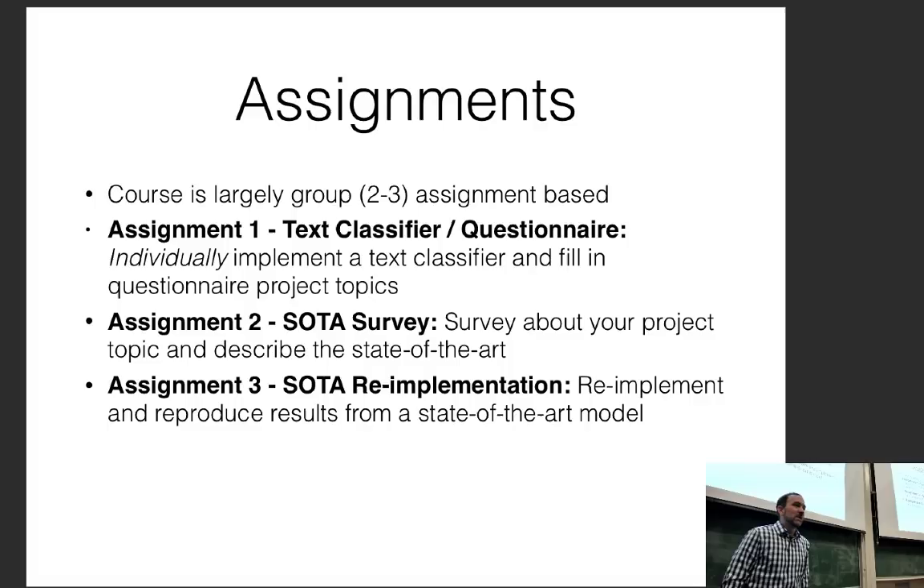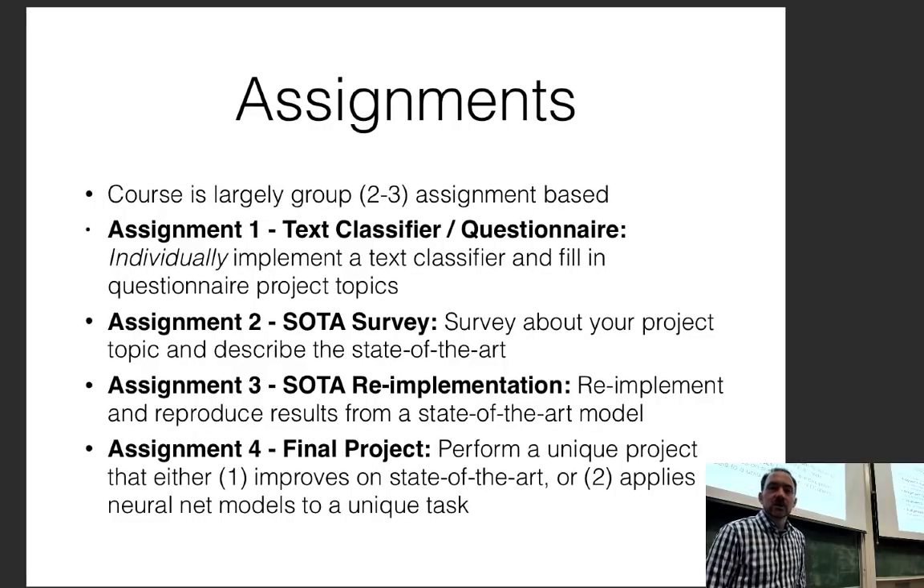For the third assignment, this is maybe the hardest assignment of the entire class. What I'm going to ask you to do is to actually re-implement basically from scratch a state-of-the-art model for one of the tasks. You can use a neural network toolkit, but you can't use existing code. So you take the paper that you had, you reproduce the results on the data set there. Then the final assignment will be a final project where you perform a unique project that either improves on the state-of-the-art or applies neural networks to a unique task related to the thing that you did in assignment 3.